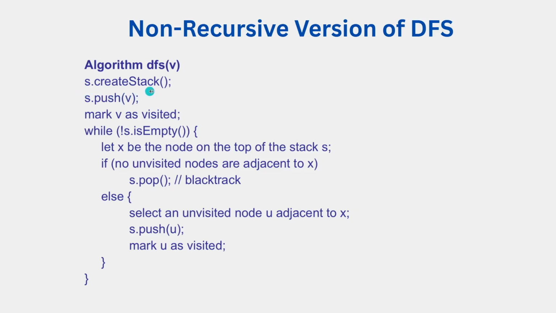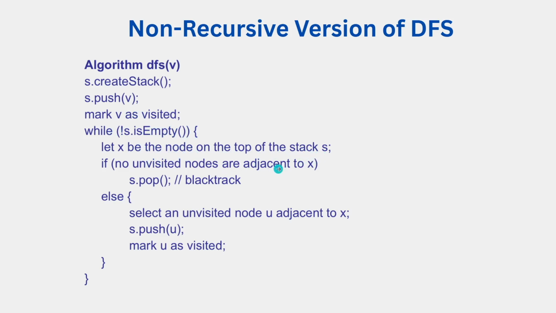So, here we are first looking at the non-recursive version of DFS. When it comes to implementation of DFS, we usually use stacks, because you know that whenever there is backtracking, we are supposed to use a stack, only then we can move to the previous state. So, here initially we create a stack and then put the start vertex V in, and then we mark V as visited. Then when the stack is not empty, we let X be the node on the top of the stack.